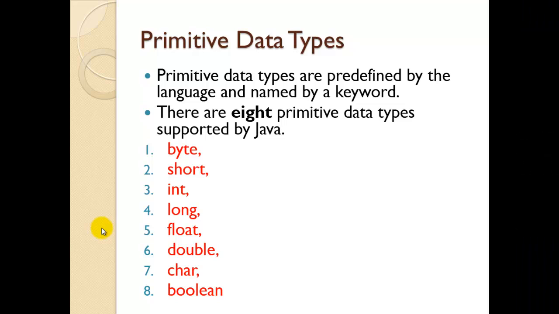So let's have a quick review of all data types. So here is a primitive data type. Primitive data types are predefined by the language and named by a keyword. There are 8 primitive data types: byte, short, int, long, float, double, char, and boolean.